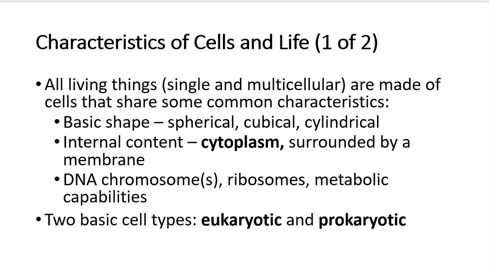So first of all, let's look at the characteristics. We've already talked about how all living things are made up of cells. They have a basic shape. They've got a cytoplasm that surrounds it, and they have nucleic acid and ribosomes and those kind of things. You guys should know that already. But you should have learned also that there are two basic cell types, eukaryotes and prokaryotes.